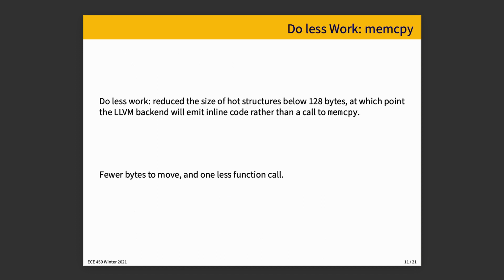Okay, so the first thing we're going to talk about is do less work, and we're going to do a small optimization on memcpy. That is, we reduce the size of structures so that if it's below 128 bytes, the LLVM backend will emit inline code rather than call the memcpy function. There are potentially two improvements as a result. One is that there are fewer bytes to move, and also we eliminate the function call overhead. So what do we expect from this? Do we expect that it will work? Hopefully. I mean, memcpy is not itself super complicated.